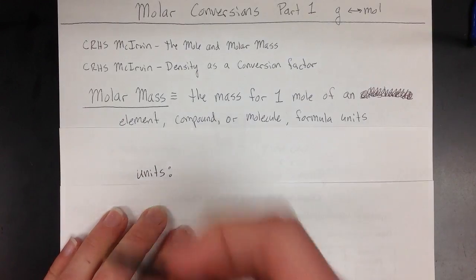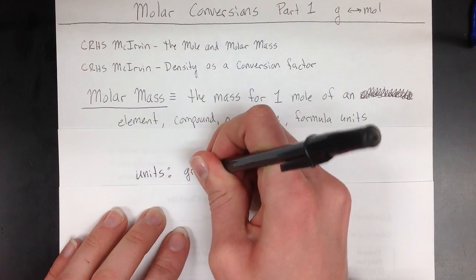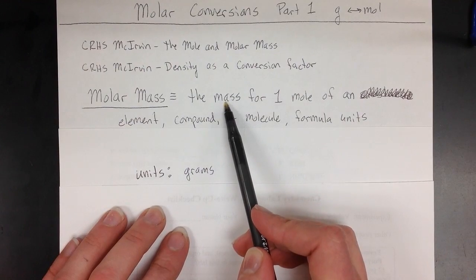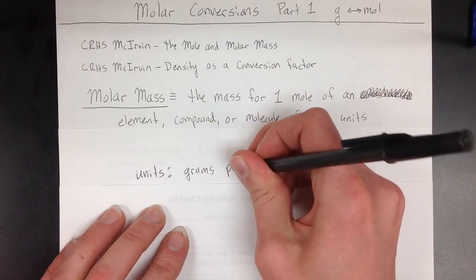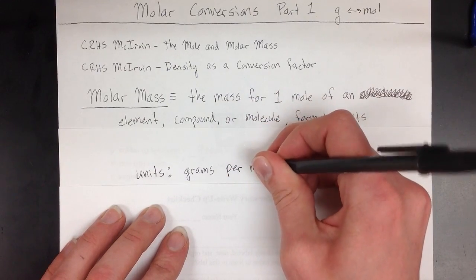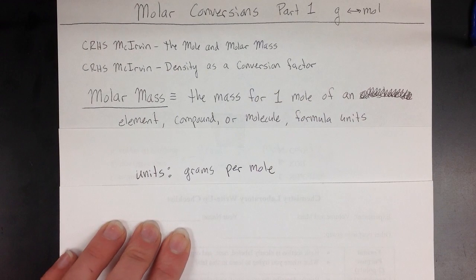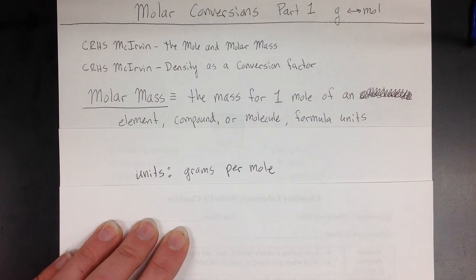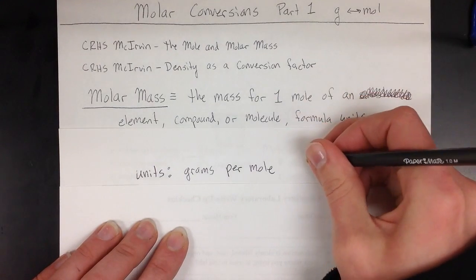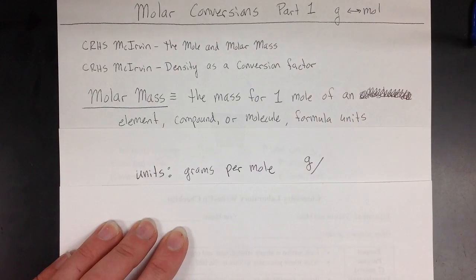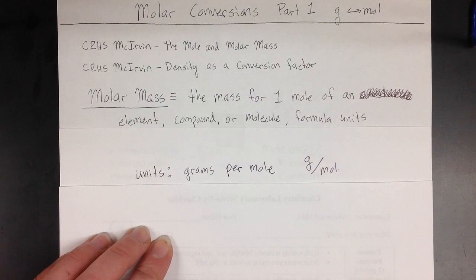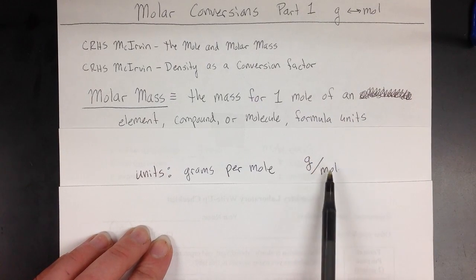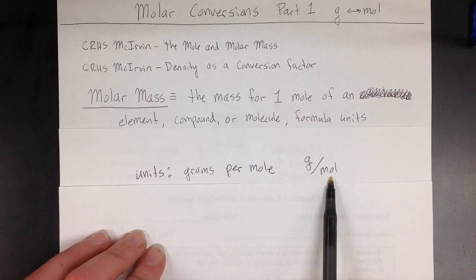As for units, we care about grams because that's our unit of mass, and this is per 1 mole. So verbally, I will say grams per mole as the units of molar mass. I will abbreviate this on paper as grams, the diagonal division sign meaning per, and then mole. So this means mass for every 1 mole of a substance.